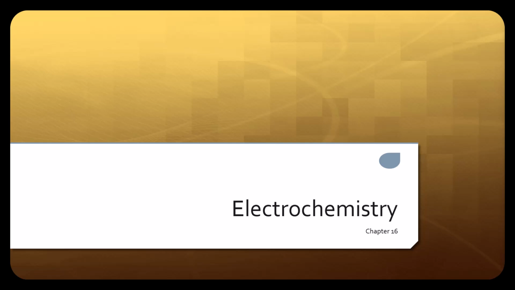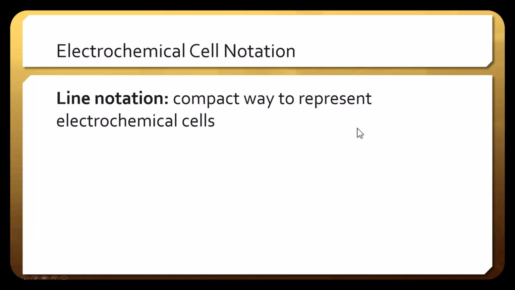Hey guys, welcome back to chapter 16. In the last video, we talked about how to calculate cell notation for electrochemical cells. What we're going to look at in this video is how we symbolically represent this. Of course, we're chemists, so we're not going to write all of these words out. We have a shorthand way of depicting these voltaic cells, so that's what we're going to talk about in this video.